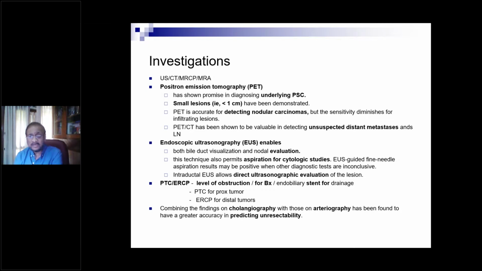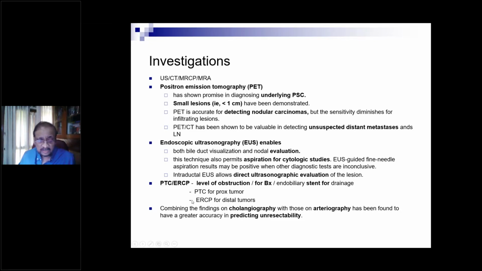It helps you to evaluate the whole of the CBD by an ultrasound. You're going through the stomach. So you've basically got the picture of the complete CBD. It also permits aspiration with cytological studies. Intraductal EUS allows direct ultrasonic evaluation, right? So that is why an endoscopic ultrasound is important in these patients. And then, of course, a PTC or ERCP, depending upon whether you're looking at the distal cholangiocarcinoma or proximal cholangiocarcinoma. If it is proximal, you go ahead and do a PTC.